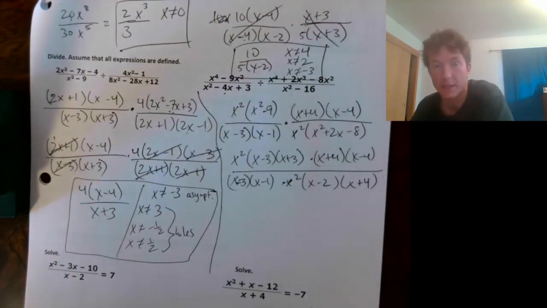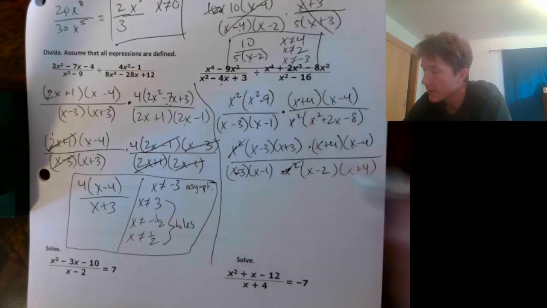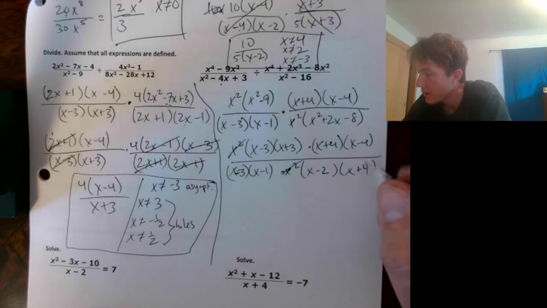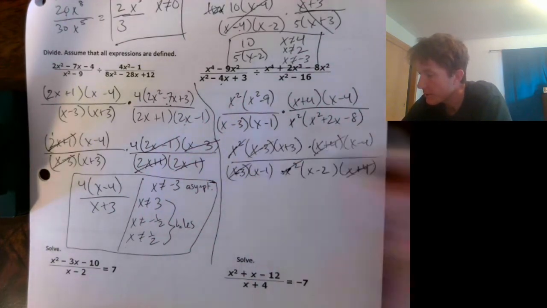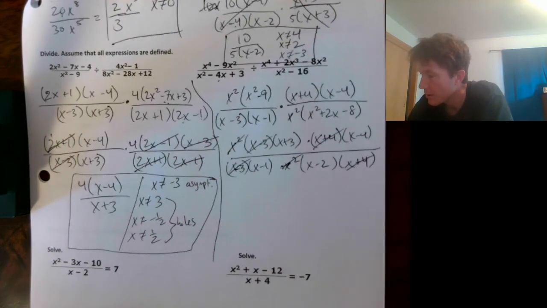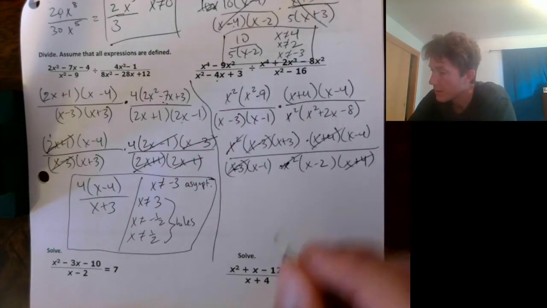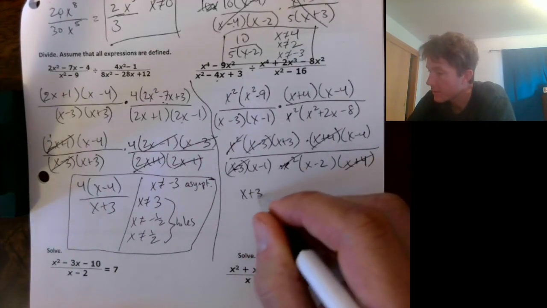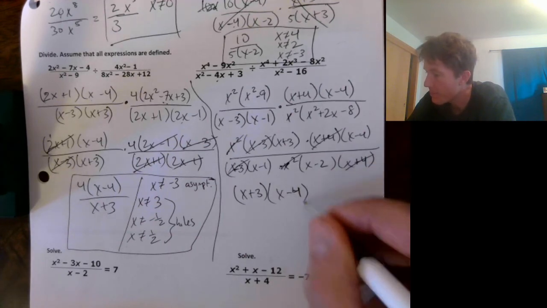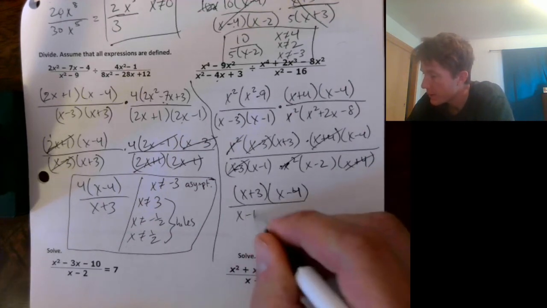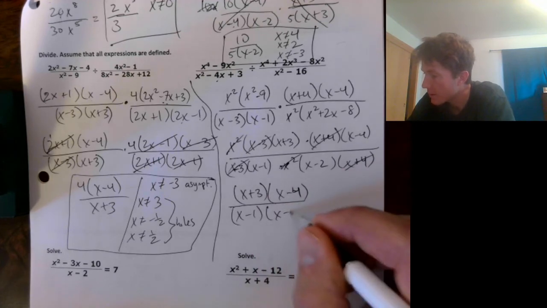Alright, let's see what we can cancel. X squared and x squared cancel. X plus 4 and x plus 4 cancel. X minus 3 and x minus 3 cancel. That looks like it's it. I'm left with x plus 3 times x minus 4 over x minus 1 times x minus 2.